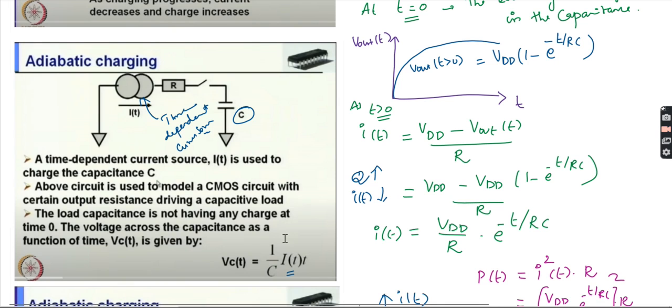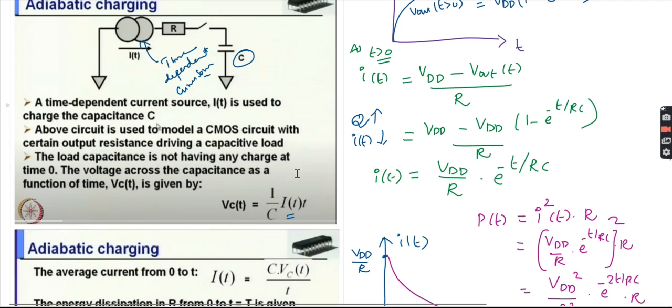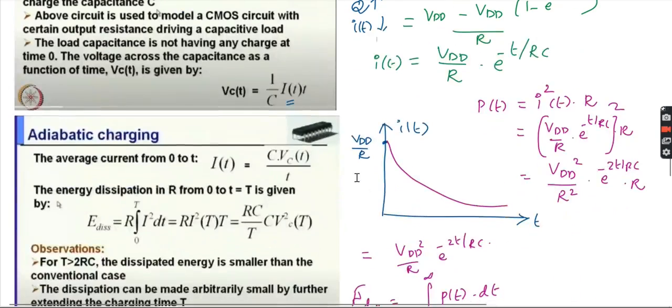That is why we write Vc of t, the voltage across the capacitance as a function of time, or V0 of t also. Vc will be 1 by C into I of t. Then the average current will be I of t equal to C into Vc of t by t. Then here we found the energy dissipation in R.